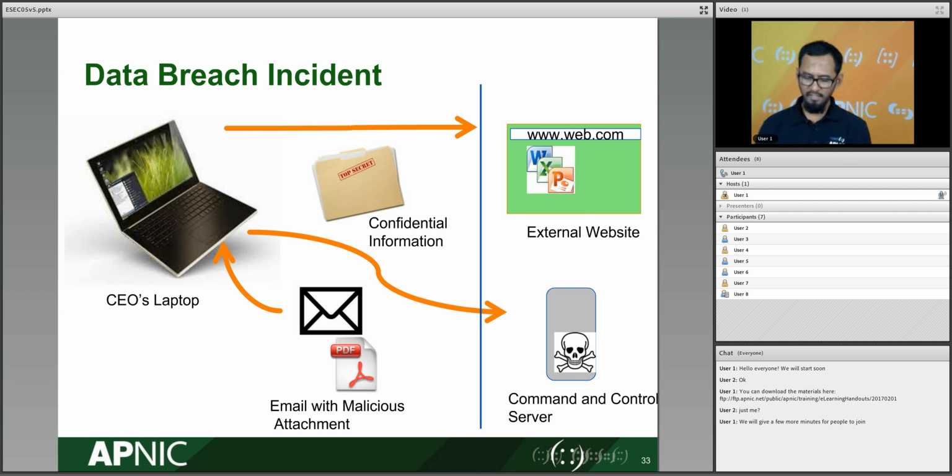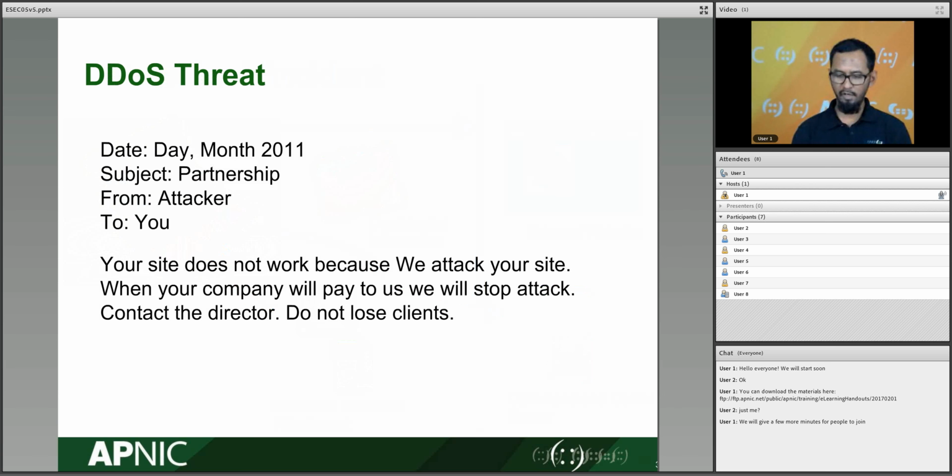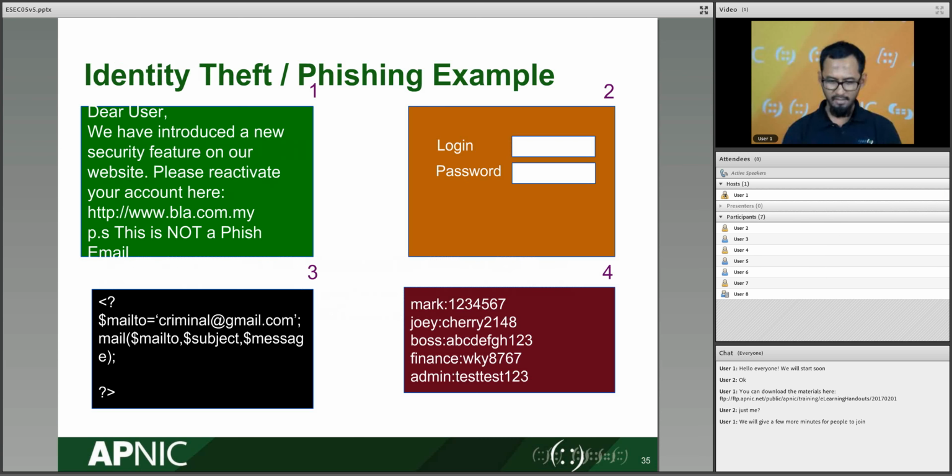So these are the things that I want you to think about when you think about this particular incident, and think about some of the points that have been mentioned earlier. I have actually two other scenarios that we don't have time for, but they're available on the slide. So this is an example of a DDoS threat.